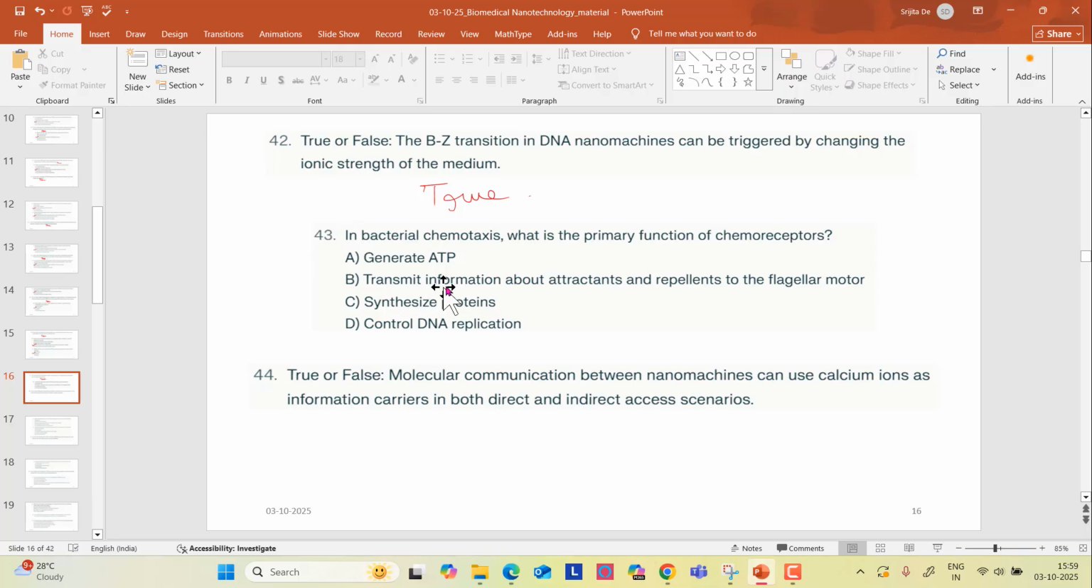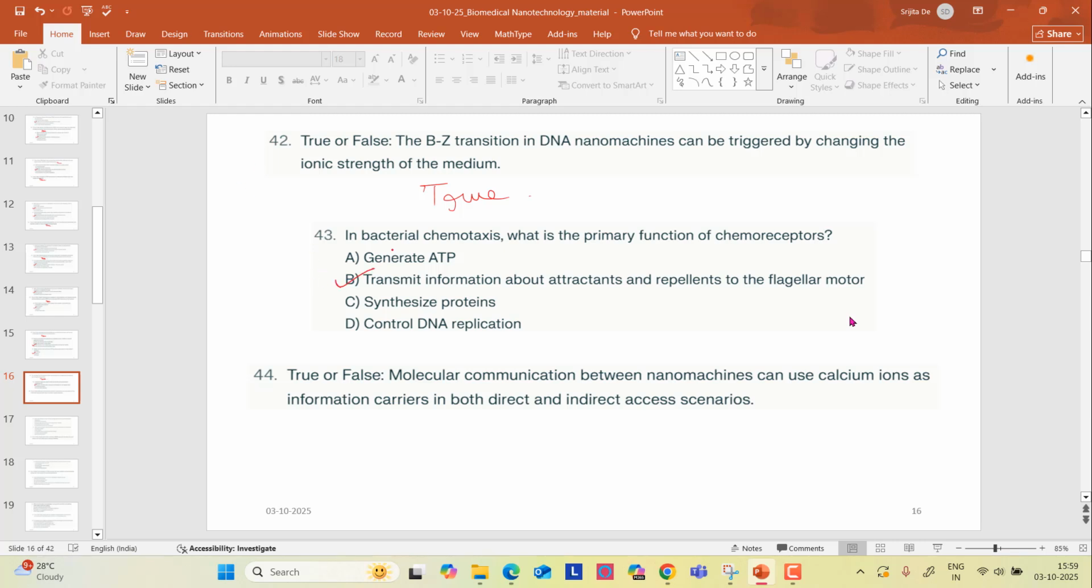In bacterial chemotaxis, what is the primary function of the chemoreceptors? Generate ATP, transmit information about attractants and repellents to the flagellar motor, synthesize proteins, or control DNA replication. Option B. Yes, this is option B.